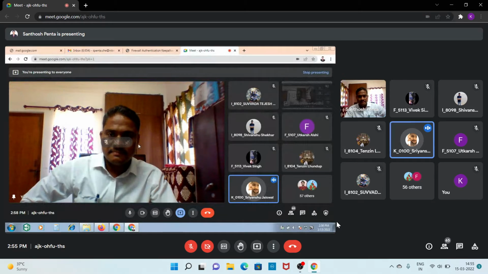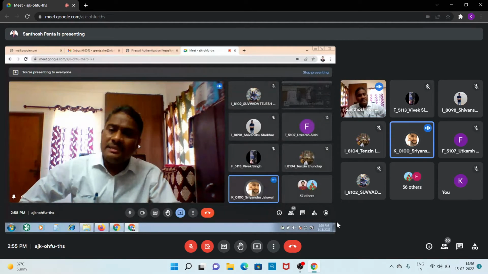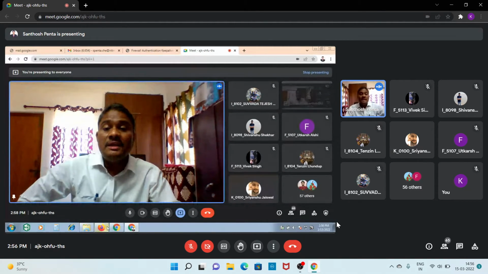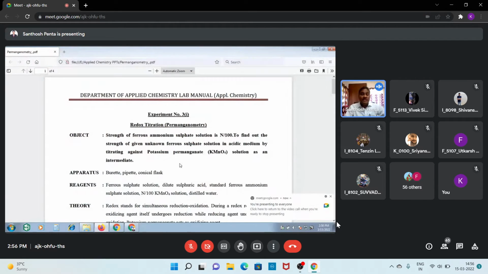So why do we add 10 ml of H2SO4? See, the reaction is continuing in acidic medium. The potassium permanganate is acting as an oxidizing agent. In acidic medium it acts differently, and in basic medium differently.